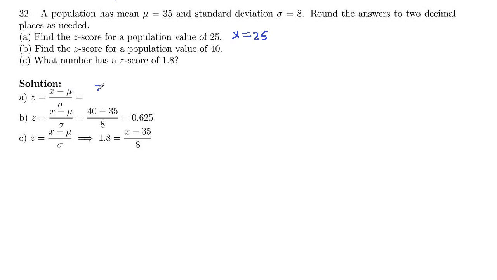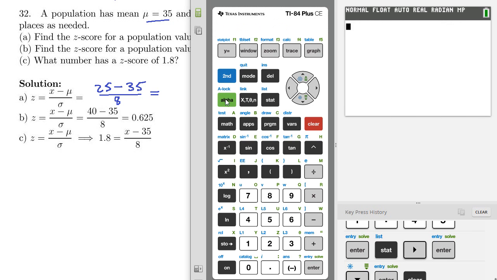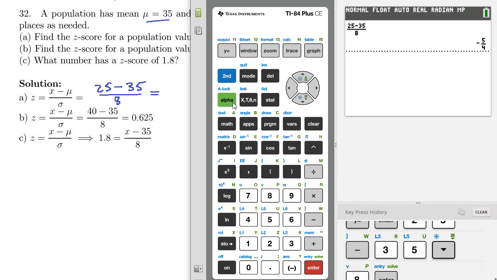So we're going to take that 25, and we are going to subtract off the mean, which is the 35. And then we will divide by our standard deviation, which is 8. So let's go ahead and compute this on the calculator. I'm going to do a horizontal fraction, alpha y equal enter. So 25 minus 35 down to the bottom, divide by 8, negative 5/4. That's 1.25. So if you did negative 5 divided by 4, negative 1.25.